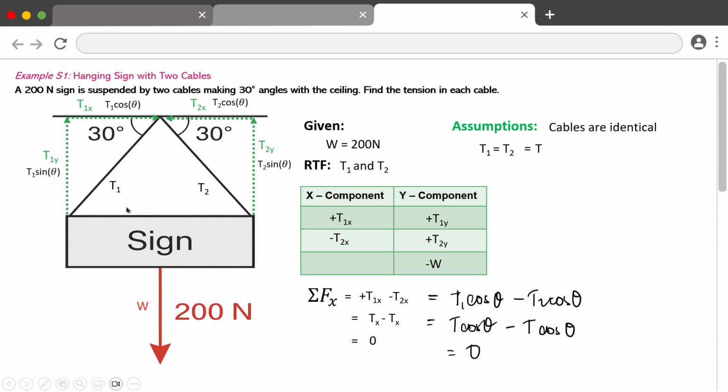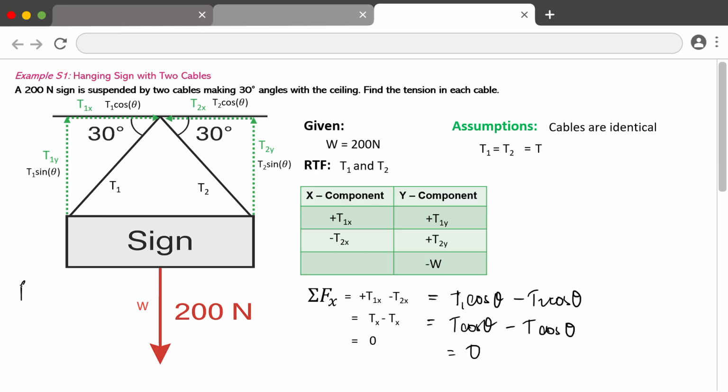So this means that the sign isn't accelerating in the x-axis. It's at equilibrium in the x-axis, according to Newton's first law of motion. Okay? Now, because the sign is suspended, the problem doesn't say that it's moving, right? And because the net force on the x-axis is 0, this should also mean that the net external force applied to the sign in the y-axis should also be 0.